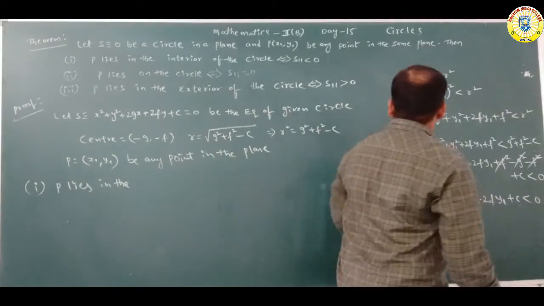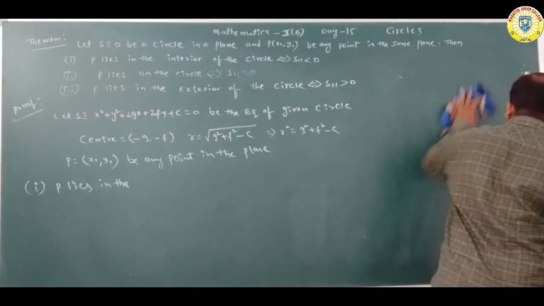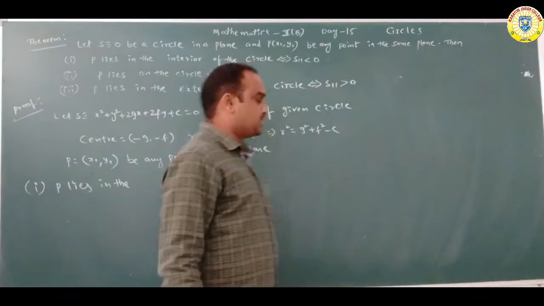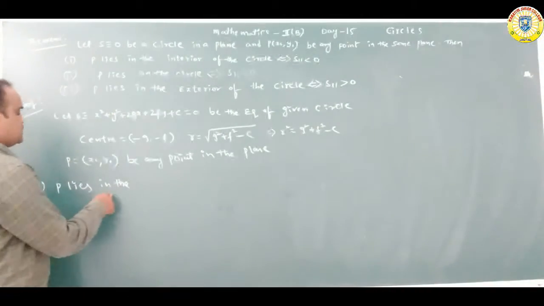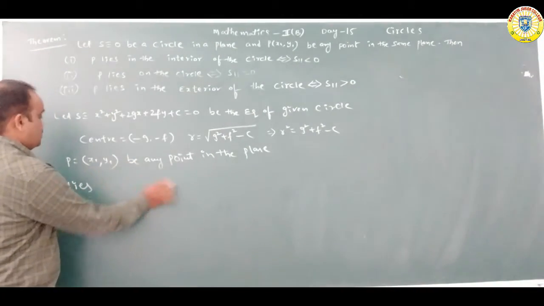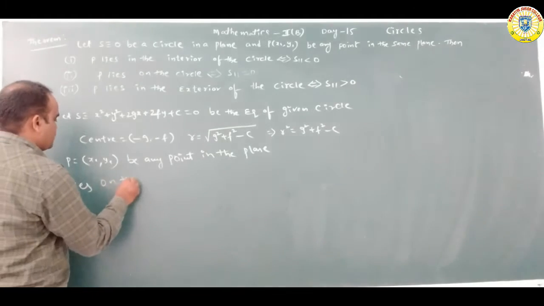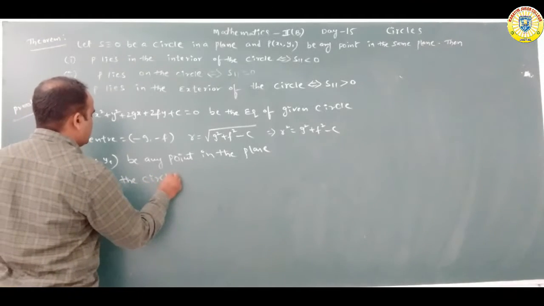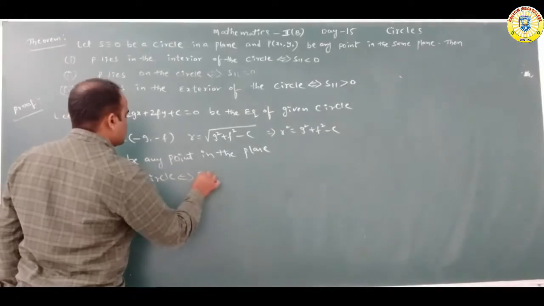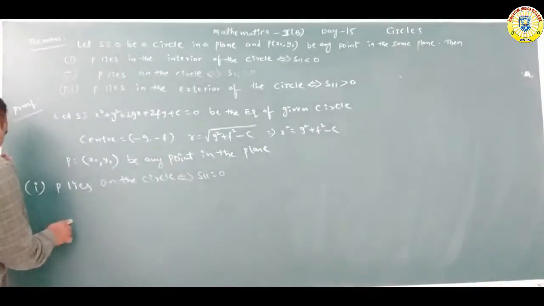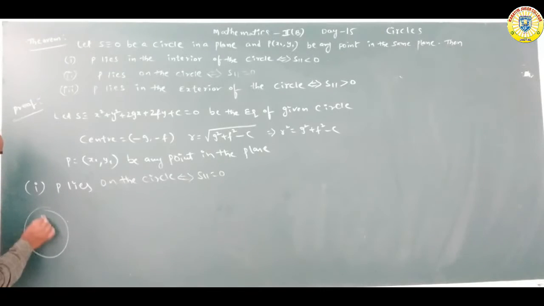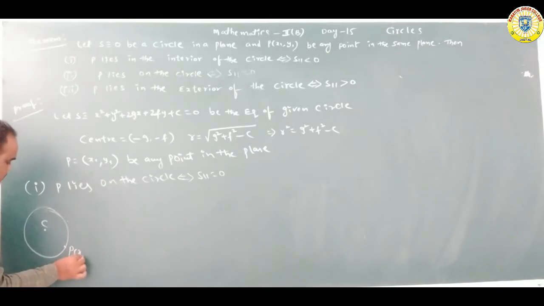In that case, we are taking it like this. P lies on the circle. That implies S11 is equal to 0. Here we are taking the circle like this. This is the center. This is the point P, (x1, y1). Here P lies on the circle. In that case CP is nothing but the radius R.